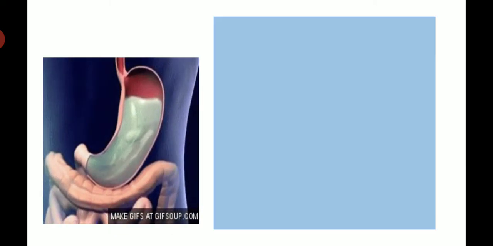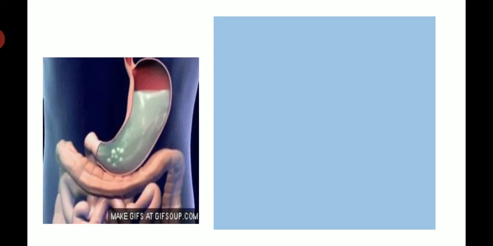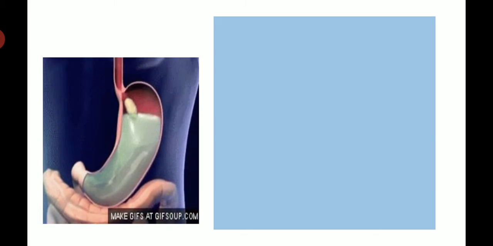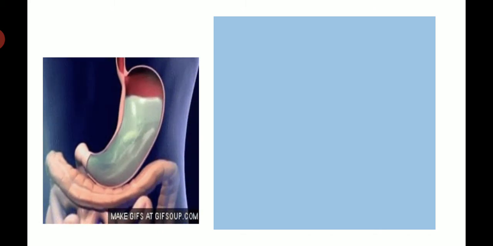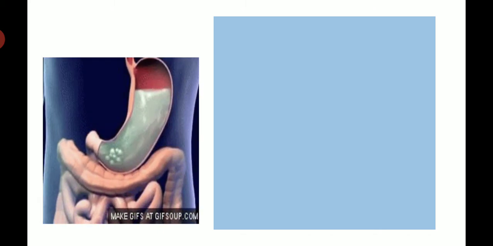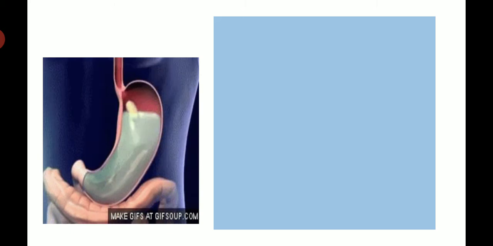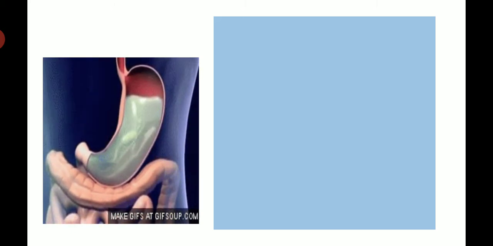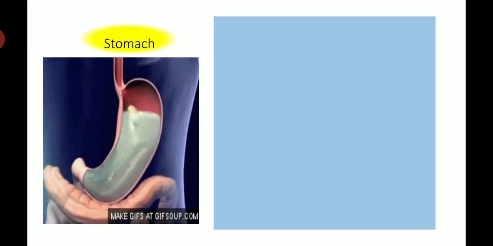Now children, in this picture or diagram, you can see how the food passes on through the bag-like structure called the stomach, where the complex food, that is the carbohydrates, is getting broken down into simple sugar.